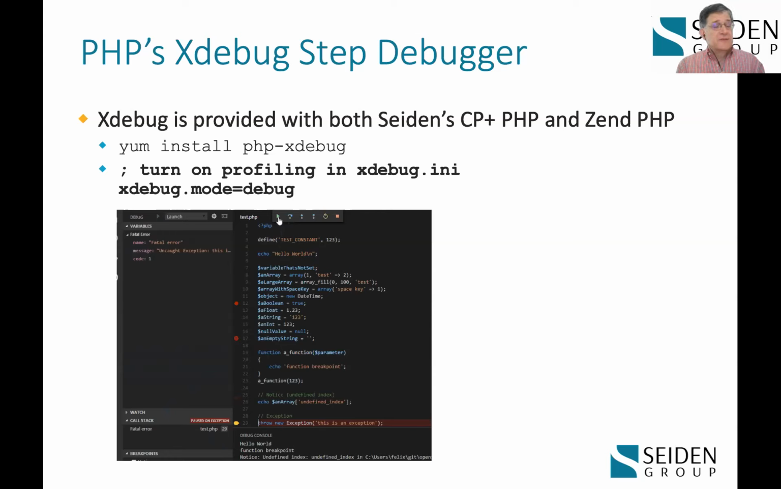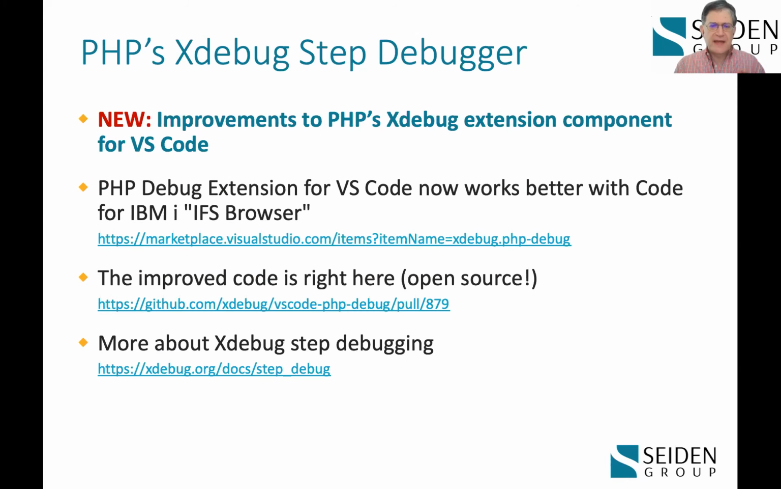Seiden Group actually has a support contract with Xdebug. So we pay them to make sure they're available to us and anything we need and our customers need, our clients need. They're very good and they're making some enhancements, including one for Visual Studio Code, which we love. And that's new. There's an Xdebug extension called PHP Debug that works with Visual Studio Code. That's an improvement that just came out to make it work better.